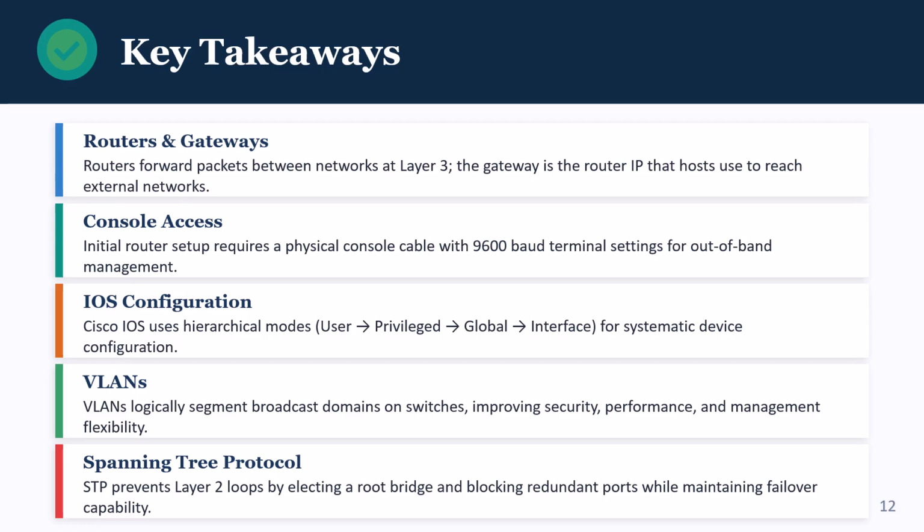5 takeaways. Routers forward packets at layer 3 and provide the default gateway. Console access with our rollover cable at 9600 baud enables initial setup. iOS uses hierarchical command modes for systematic configuration. VLANs segment broadcast domains for security and performance. STP prevents layer 2 loops while maintaining failover paths. Together, these form the foundation of enterprise networking.